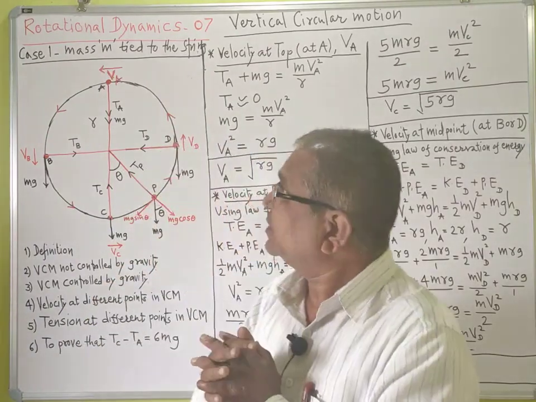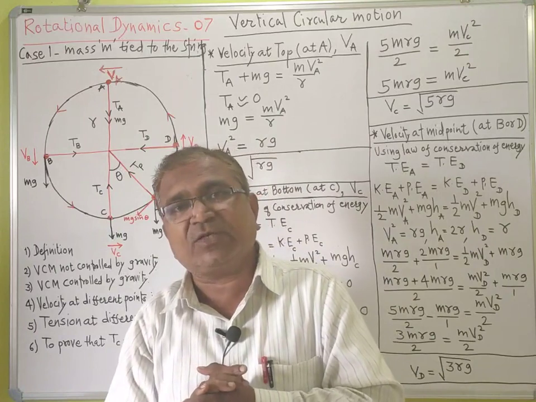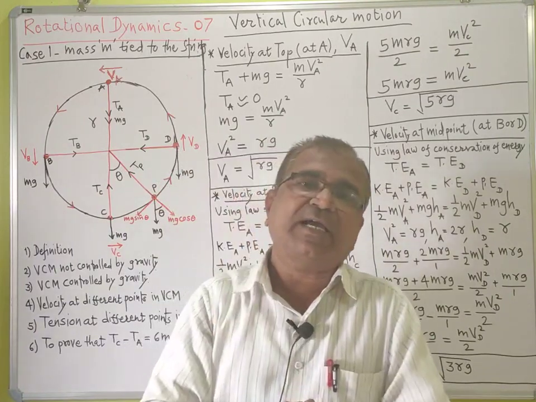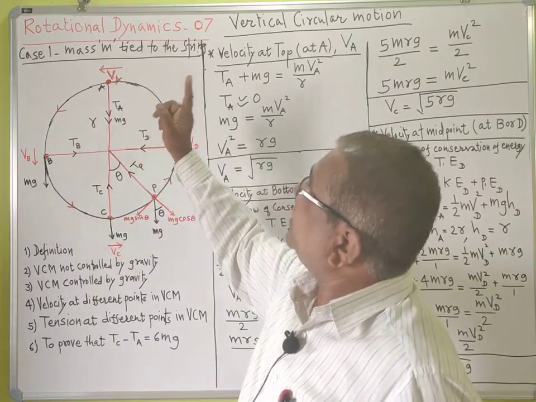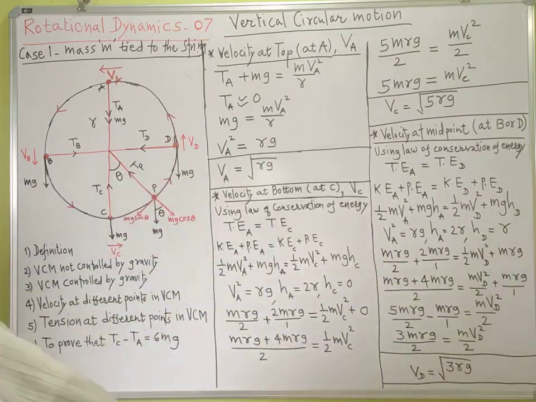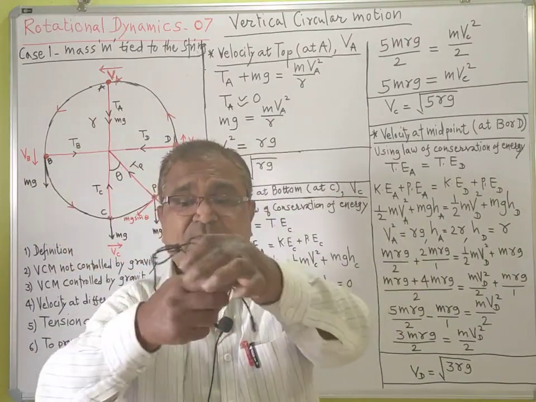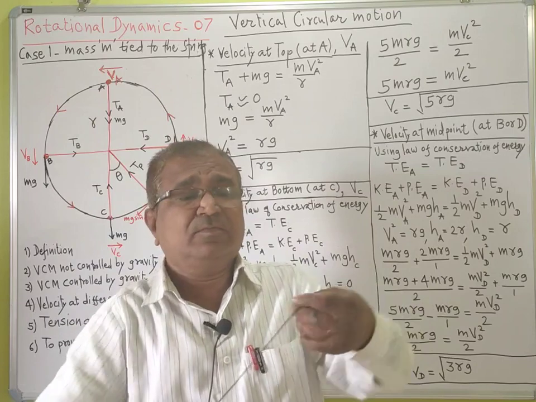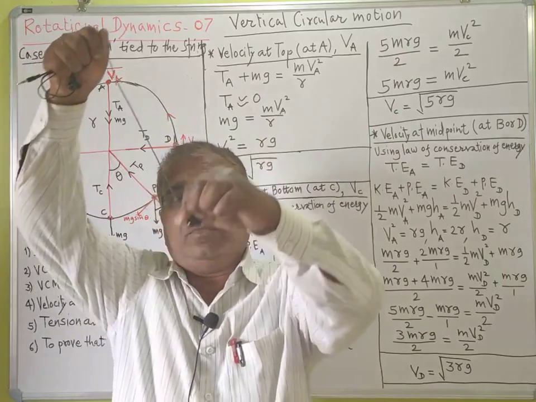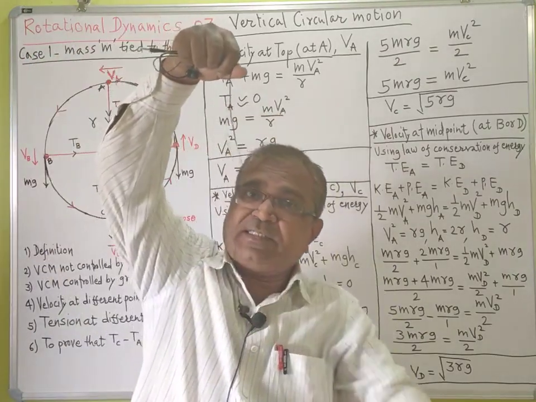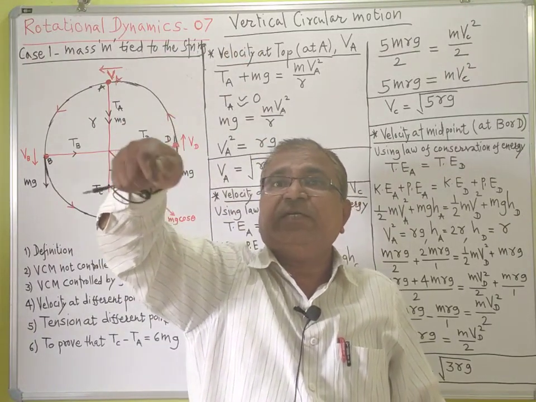That's all, dear guys. Then we want to learn two cases in vertical circular motion. The first case that I have already written on the board is mass m tied to the string, like this. Suppose this is a mass. This is m. Mass of a body is denoted by m. This mass is tied to the string, and the motion of the particle is like this. This is a vertical circular motion.